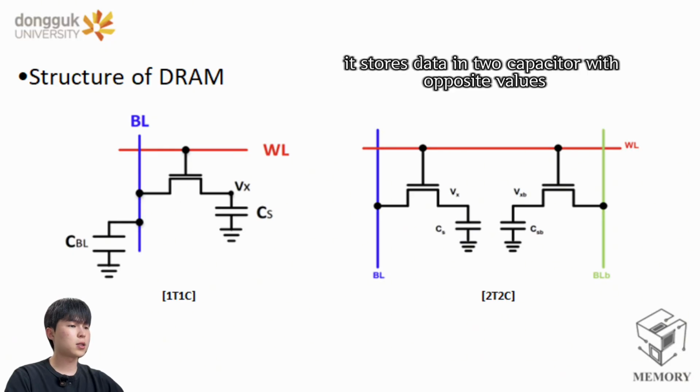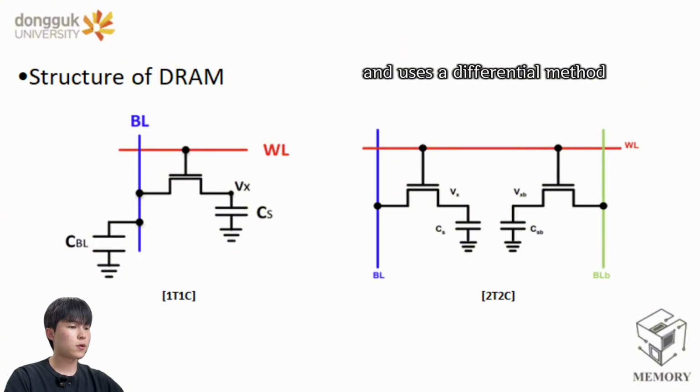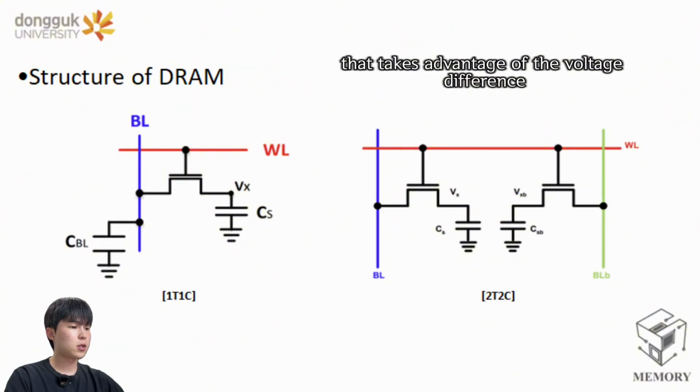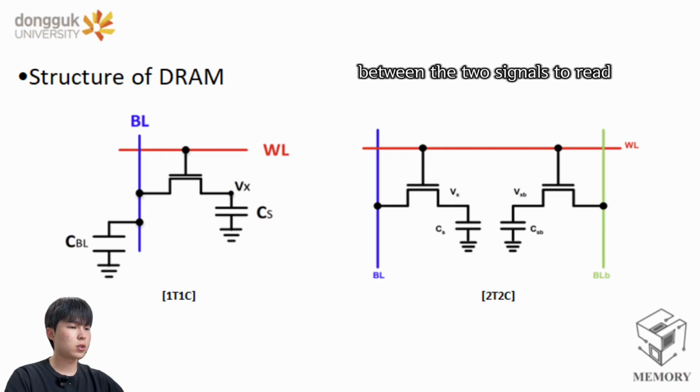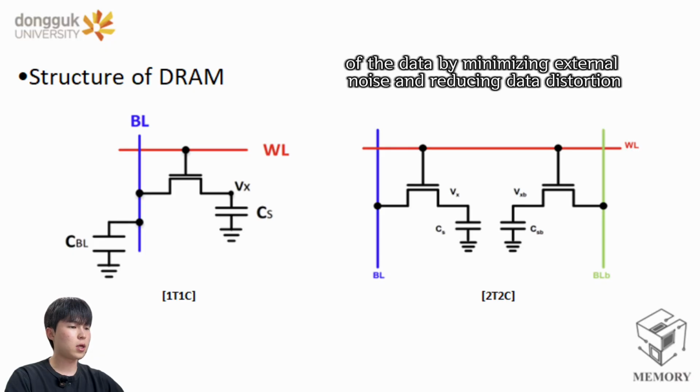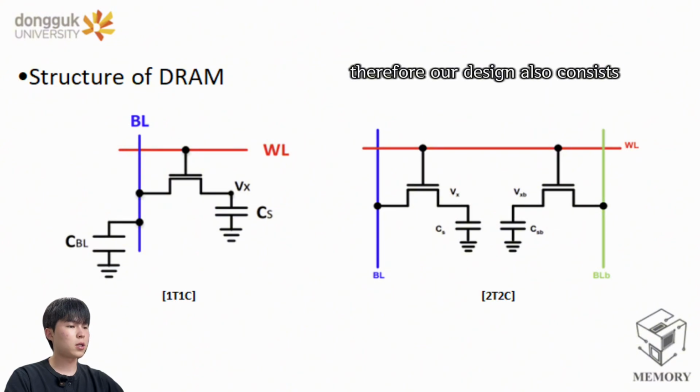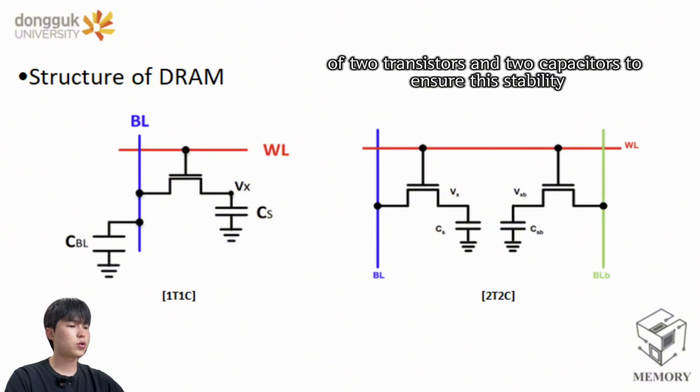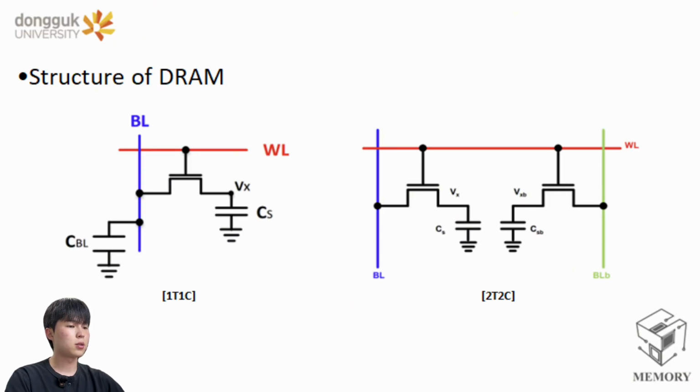It stores data in two capacitors with opposite values and uses a differential method that takes advantage of the voltage difference between the two signals to read. This method can maximize the reliability of the data by minimizing external noise and reducing data distortion. Therefore, our design also consists of two transistors and two capacitors to ensure this stability.